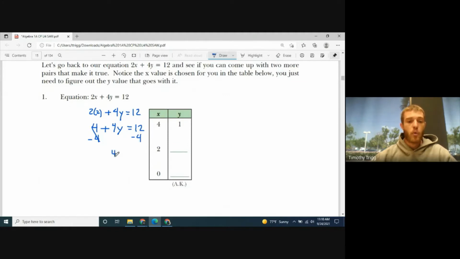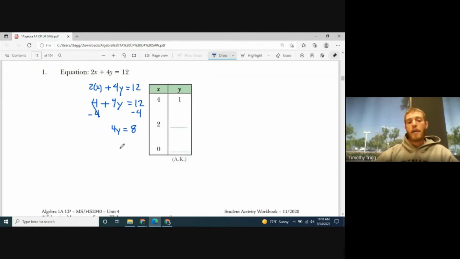This will give us 4y equals 12 minus 4, which is 8. Then to get y by itself, we divide both sides of the equation by 4. That'll say y equals 2. So when the x value is 2, the y value is also 2. So (2, 2).